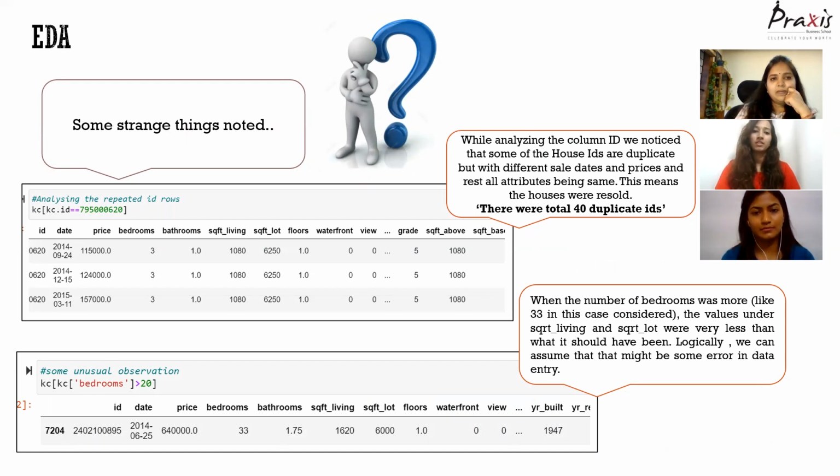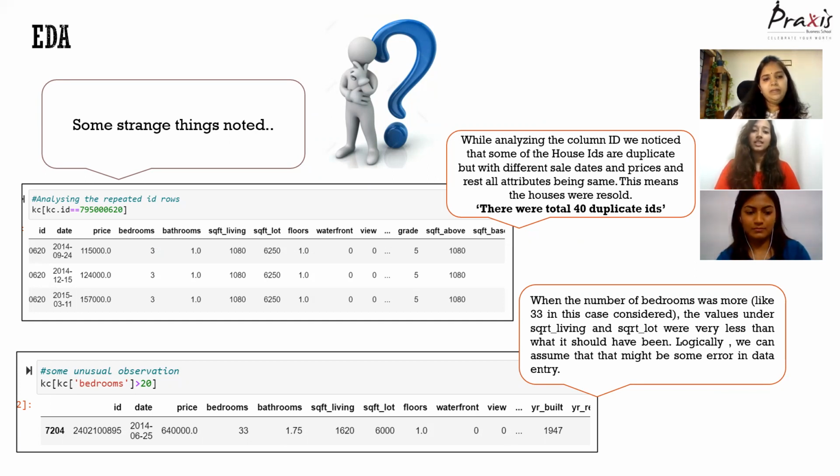Going with the first one. While analyzing the column ID, we notice that some of the house IDs are repeated, but with different sale dates. This means the houses are resold. There were total 40 duplicate IDs.